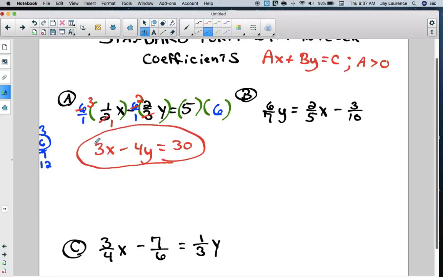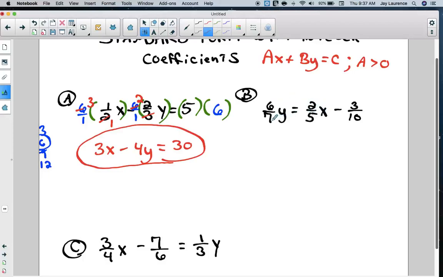A is greater than 0. We got a positive 3 there. That's true. And there are integer coefficients. My coefficients are all whole numbers or their negatives. You can go ahead and pause the video now and try B and C on your own, 7th period. If you need to watch me do it, that's okay. Make sure you pause it for C and try that one on your own.